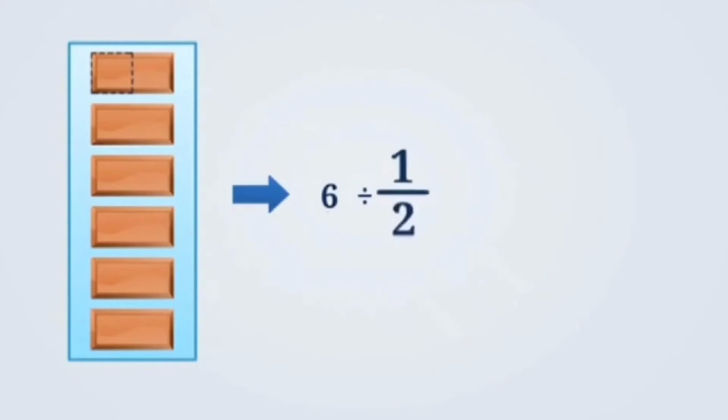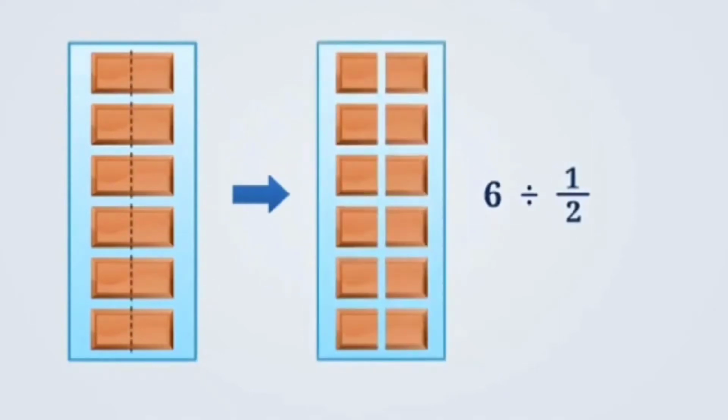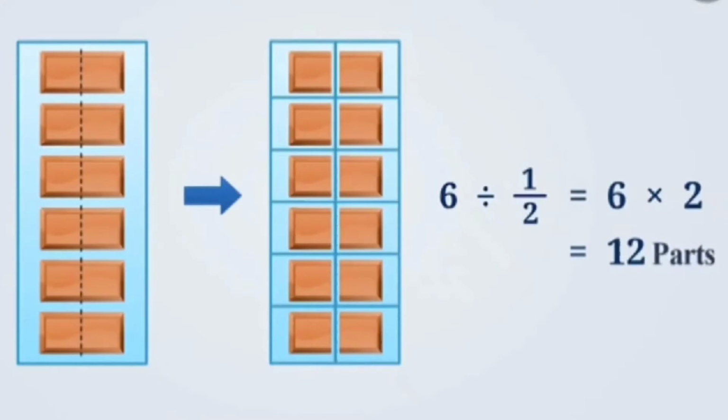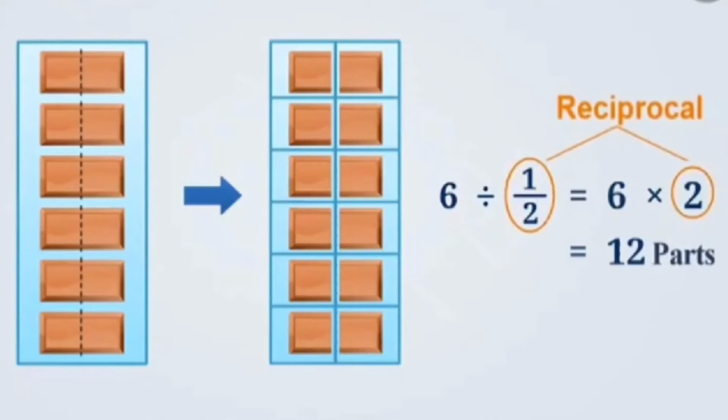As you can see, to make a group of half chocolates, we have to divide each chocolate into 2 equal portions. Therefore, by making 2 equal portions of 6 chocolates, we get 6 into 2, that is 12 parts. We can say that 6 divided by half is equal to 6 into 2, which is equal to 12. Here, 2 and half are reciprocals of each other.